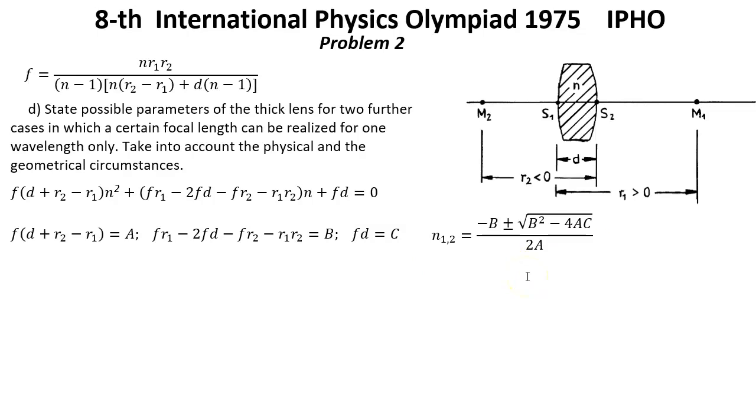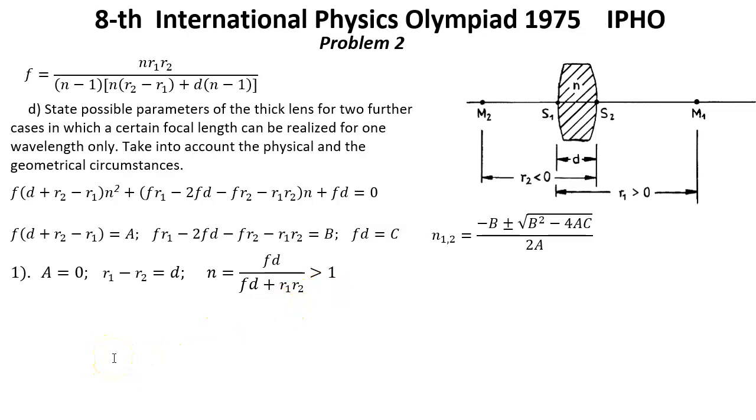But we have to consider cases when we have only one root. That could happen in three different cases. So the first case is when this trinomial becomes a binomial. It means that a equals 0 and this equation becomes a linear equation. So we have a equals 0. It means that R1 minus R2 equals d. And in that case, the refractive index n equals this expression, which must be greater than 1. So that was the first case.